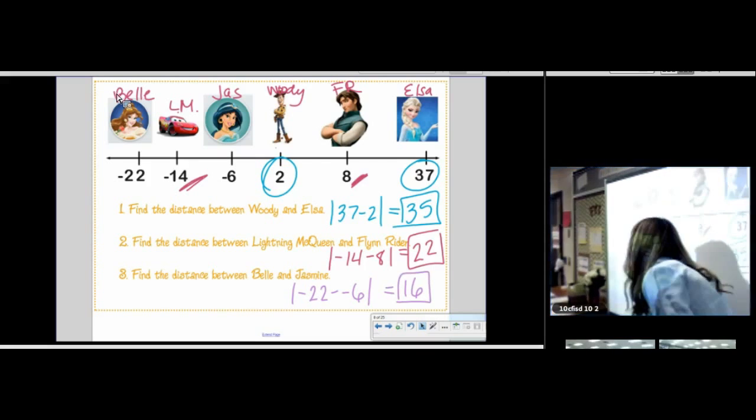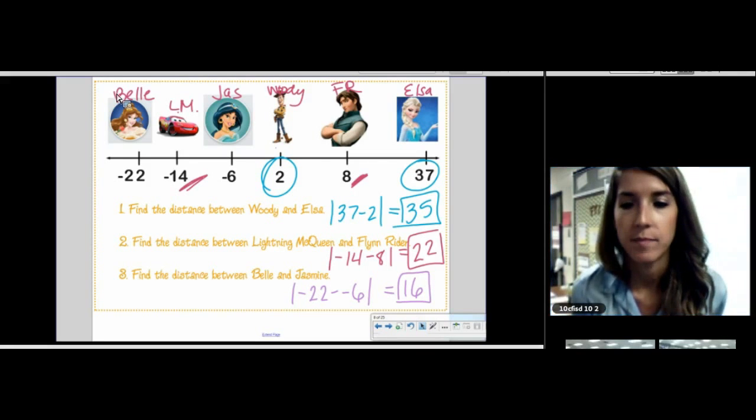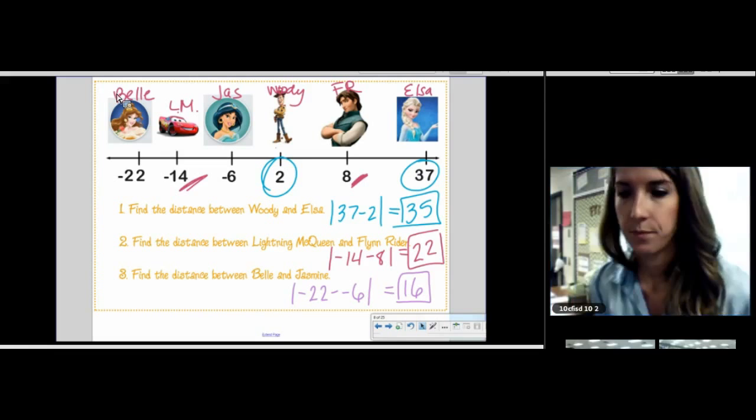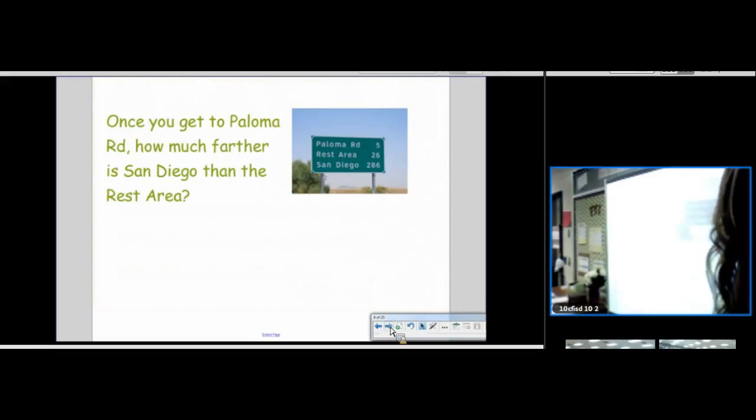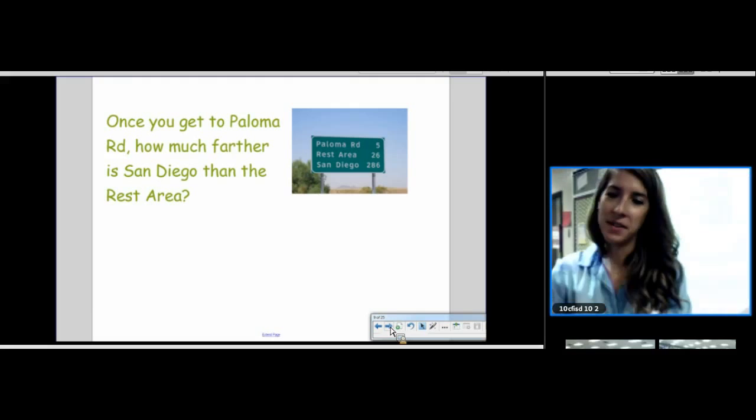Distance is always positive. Length is always positive. Only positive answers allowed. All right, so we're going to move on. Let's try this one. This is our real world problem.